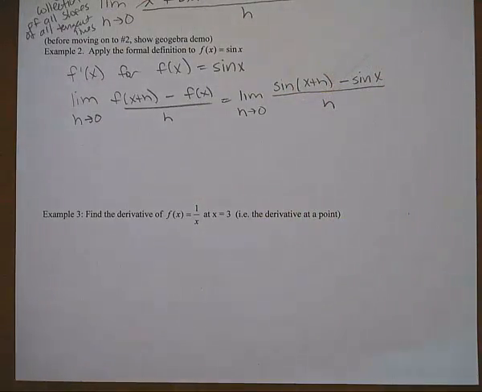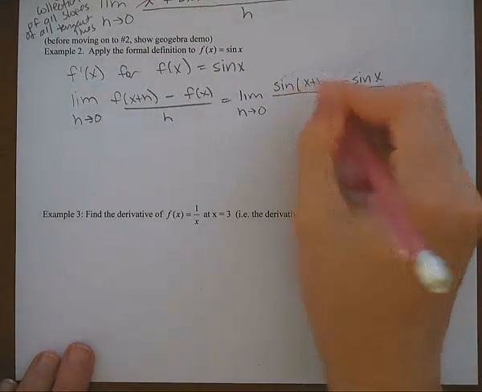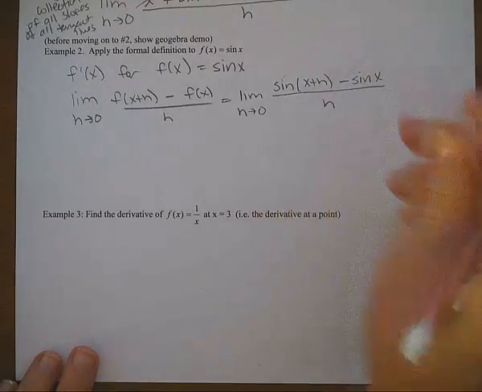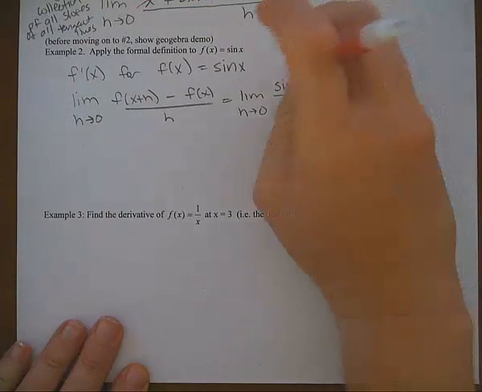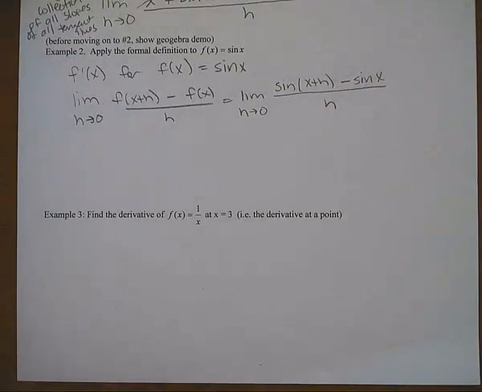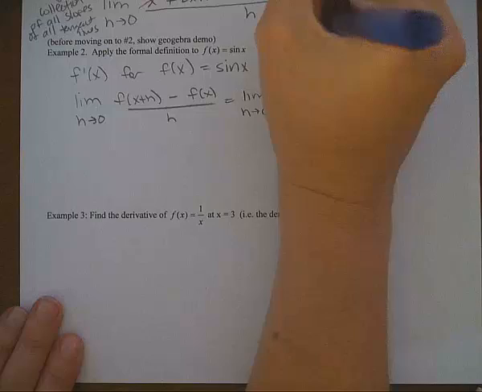Now, if you recall from pre-calculus, we can't just distribute the sine. Sine is a function, and this is the argument of sine. So sine of x plus h does not equal sine of x plus sine of h. We have to use the sum identity from before.